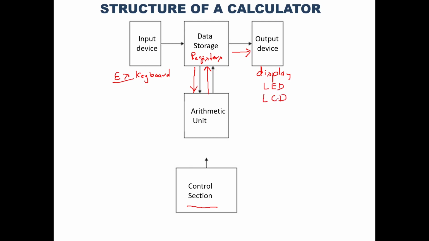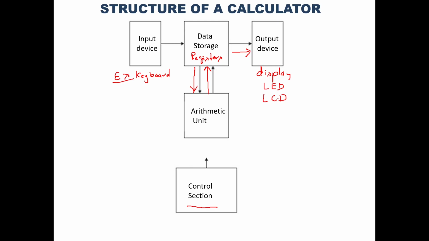Then it's a simple thing. You are going to give input operands and an input operation, whether the operation will be addition, subtraction, multiplication, or whatever it is. And those input operands and the operation will be stored in the memory. Then they are going to be processed in the arithmetic unit. Once the arithmetic unit processes it, it will give the result back to the memory. Then the memory will give it back to the output device where the result will be displayed. All this general type of function will be done with the structure of a calculator.